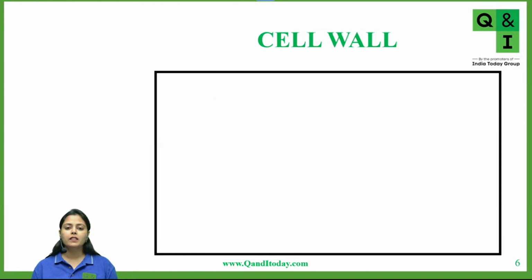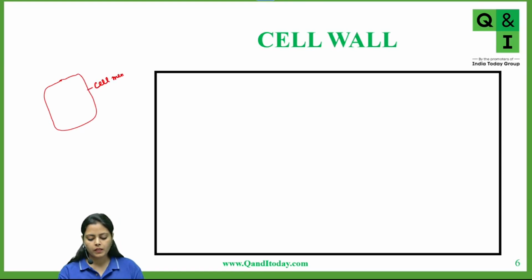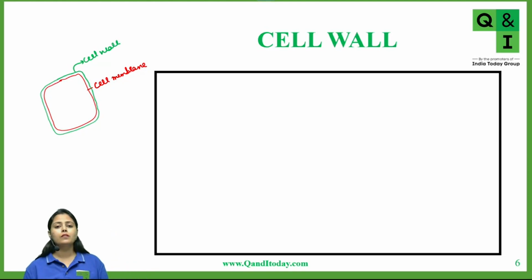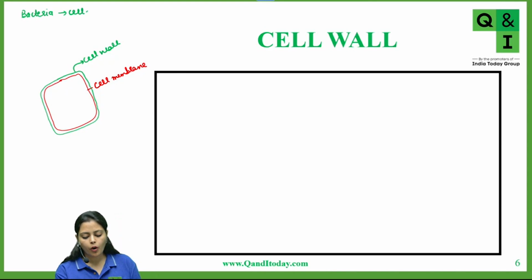In the previous class, we studied that the outer membrane of a cell is called the cell membrane. However, in some organisms, particularly plants, there is a layer present outside the cell membrane, and this layer is called the cell wall. The cell wall is also present in a bacterial cell, but in bacteria it is made up of peptidoglycan.